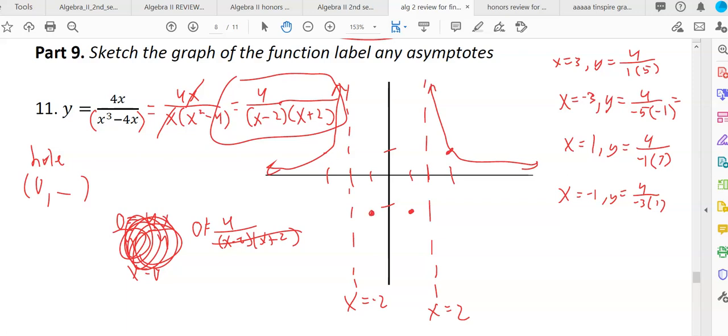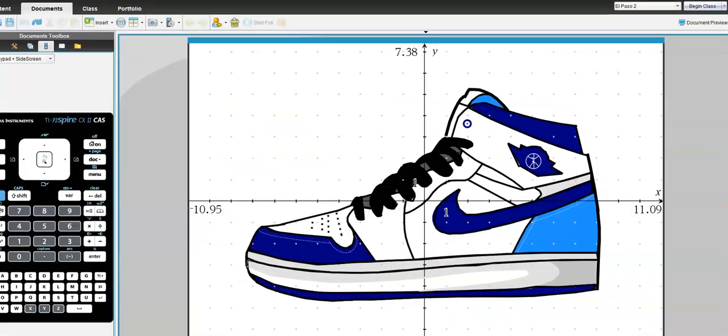Okay, if you plug in 0 after we cancel, we can find the hole here. So if we do that, we get 4 over -2 times +2, which is 4 over -4, which is -1. So I get -1. So 0, -1 is the hole. There's a hole right there. There's an open circle. So the graph looks to be doing something like this. I think that's right. We could double check it.